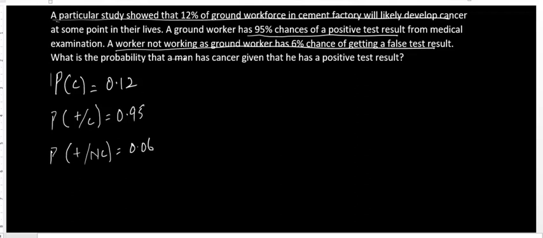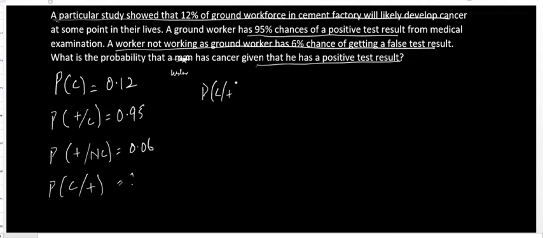Now it asks what is the probability that a worker has cancer given that he has a positive test result. So the question is asking me to calculate the probability he has cancer given that he has got a positive test result. Now let me write it in the shape of the Bayes theorem: probability of cancer given that he has a positive test result. Now let me write down the reverse probability, that is probability of positive test result given that he has cancer into the probability of cancer divided by probability of positive test result.